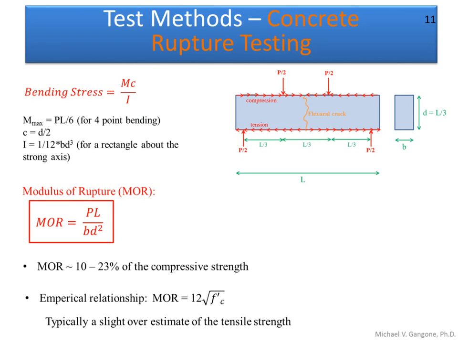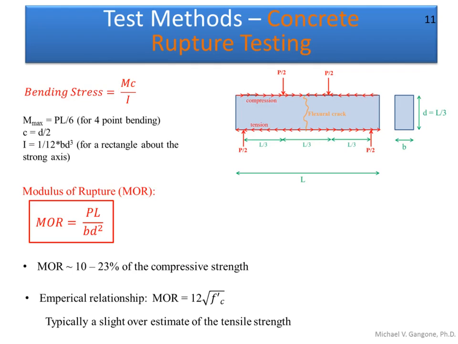And again, you can easily determine that moment from the moment diagram. c is the distance from the neutral axis to the face that I'm interested in, which, if it's the bottom, is just going to be half of d, so d over 2. And then I is the moment of inertia, 1/12 bh cubed if we're looking at a rectangular cross-section. Plug all that into this equation and you end up with this as your modulus of rupture.